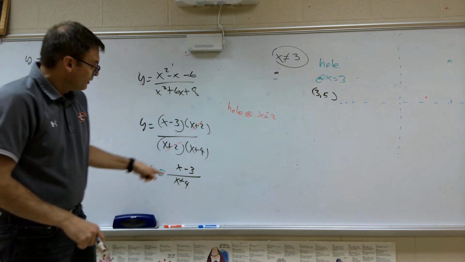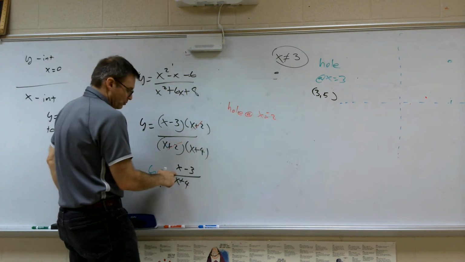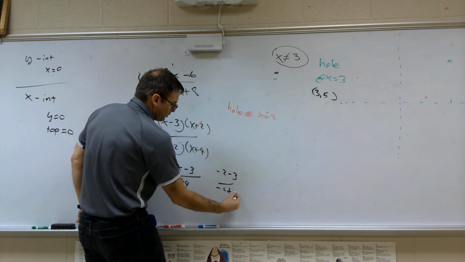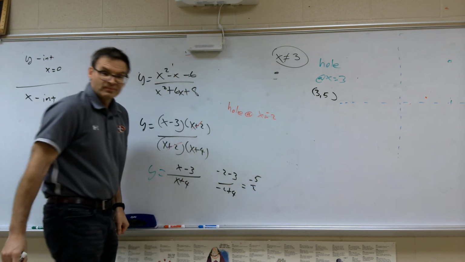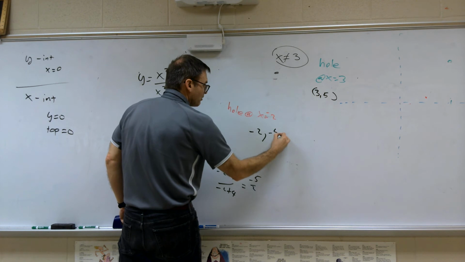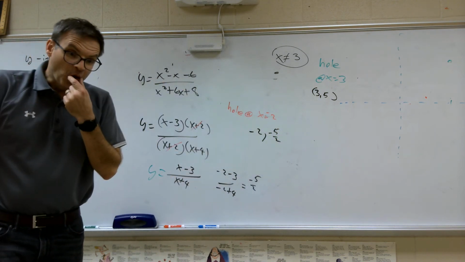Which means I've got to plug in -2. So if I plug in -2, that's going to give us -2 minus 3 over -2 plus 4, which is going to give me -5 over 2. So that means I have a hole at -2 comma -5 over 2. So I've identified the hole.